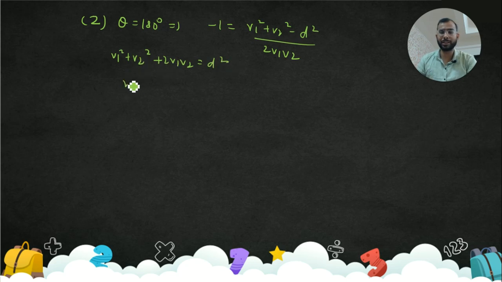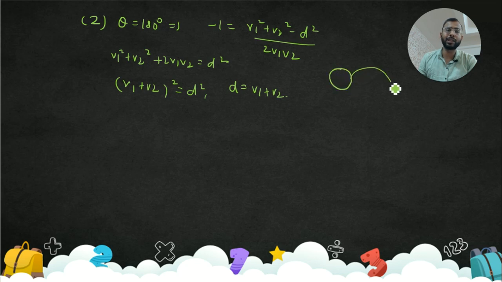Last case similar to that, just negative. (r1 plus r2) square is equal to d square. D is equal to r1 plus r2, which means angle is 180 degrees, which means both the circles are touching externally. Okay, so the angle between the tangents would be 180 degrees. Okay, chalo, second case, touch externally.